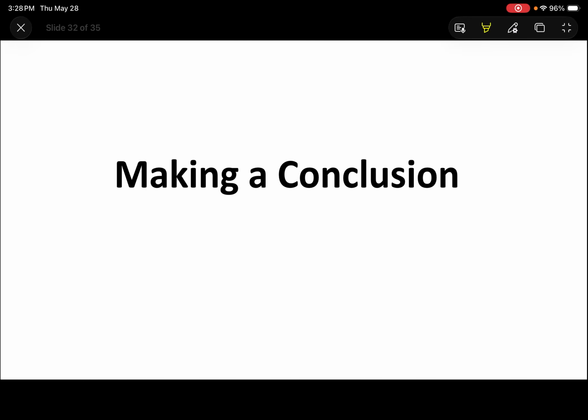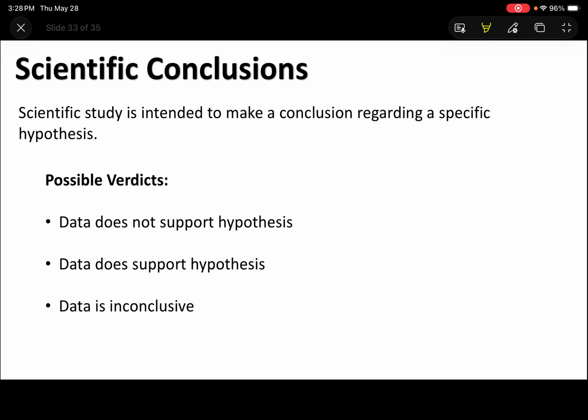So how do we take all of this and turn it into a conclusion? When we look at our data, and usually we collect multiple different types of data and look at lots of different experiments, right? The whole point of it is we want to make a conclusion. And there's kind of 3 outcomes that we can have.